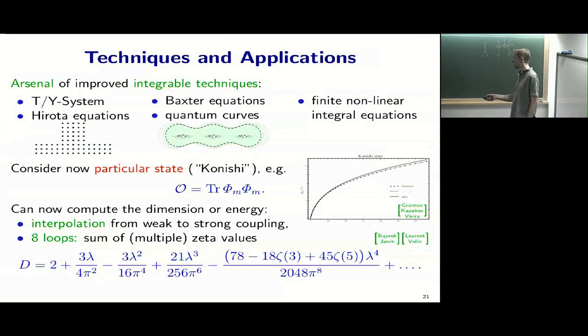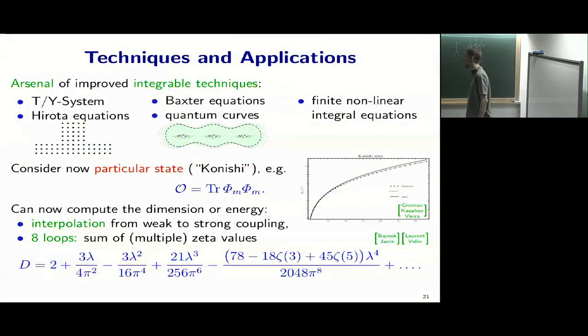But that's sort of the peculiar expansion of your dimension, and it corresponds to at least an 8-loop result. M is 1 through 6. Yeah, it's just one particular state of your spin chain.